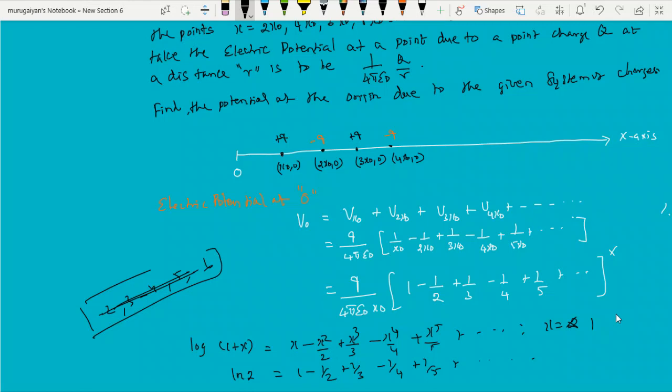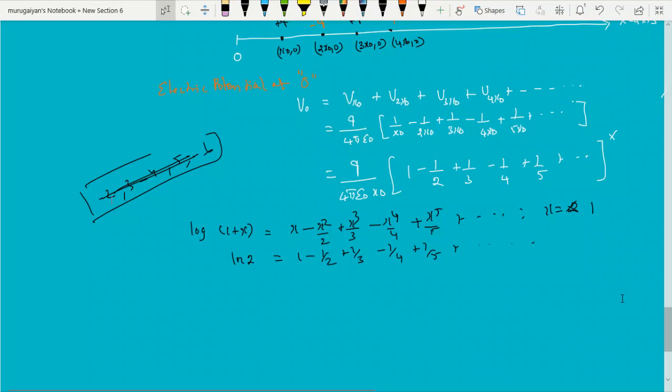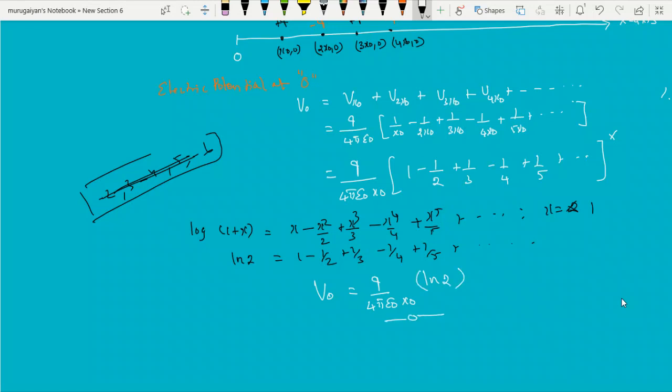This is a special series, known as the logarithmic function. Ln 2 is 1 minus 1 by 2 plus 1 by 3 minus 1 by 4 plus 1 by 5, keep going. Now we can replace the progression by ln 2, and therefore the final answer, the electrostatic potential at origin V at O, is equal to q by 4 pi epsilon naught x naught times ln 2. So dear student, this is the final answer.